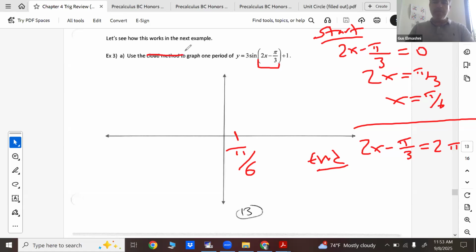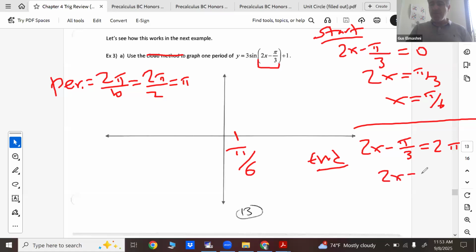So I'm not really using the cloud method. We're using my method, or whatever you might call it. What's the period here, by the way? It's going to be pi because you do 2 pi over b. The b value is 2, so you do 2 pi over 2, which is pi. So period's pi. So if I think about it, where is this going to end? It's going to end at 7 pi over 6, right? Because if I solve it, you have 7 pi over 3, so it's going to end at 7 pi over 6. I think it's pretty obvious once you find a new starting point, you know where to end it. It's not that hard. So it's going to end over here.